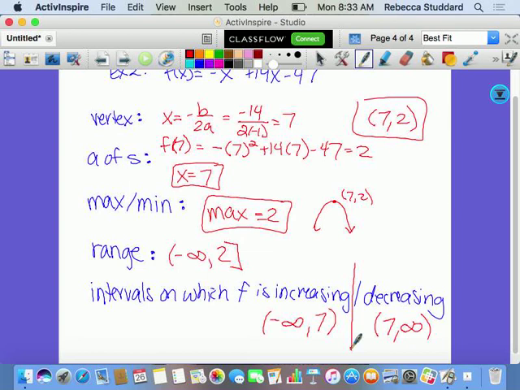Now, it just depends on what the left side does, if you have a max or a min. For me, it always helps to draw a little picture to show whether I'm opening up or opening down. Just helps me wrap my head around it. You are asked to graph the quadratic on some of these.